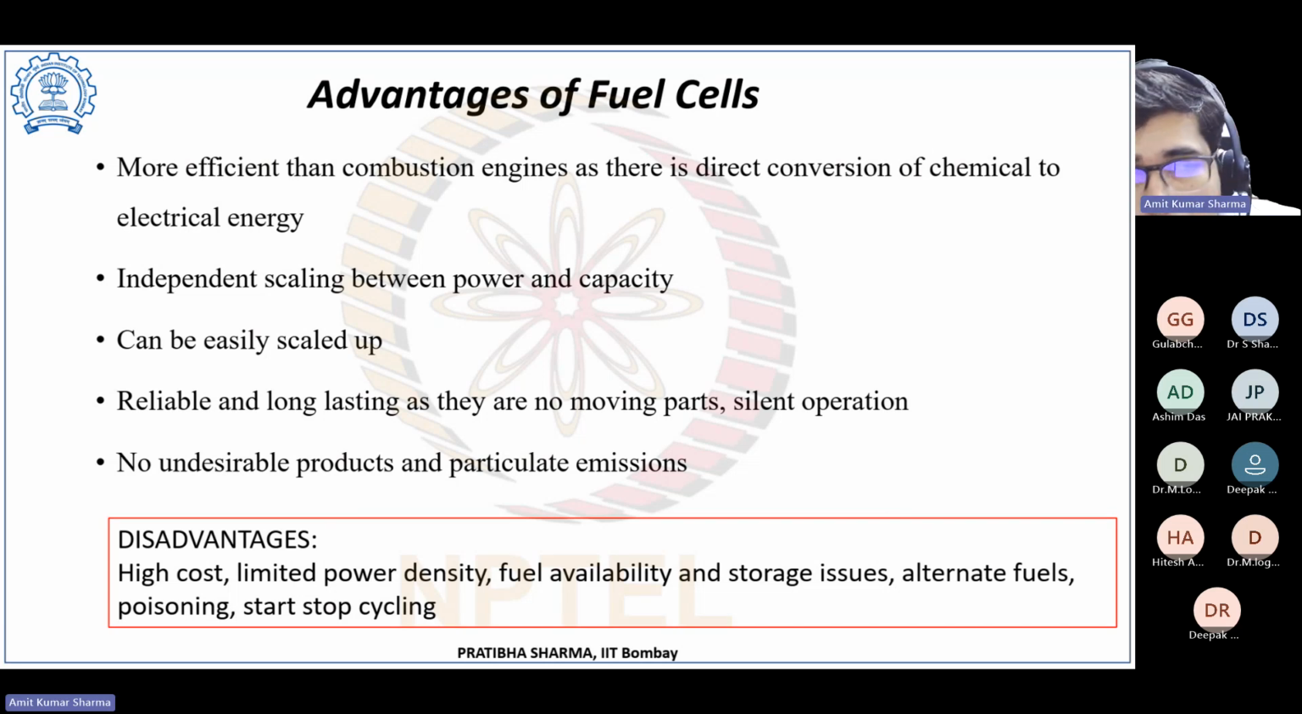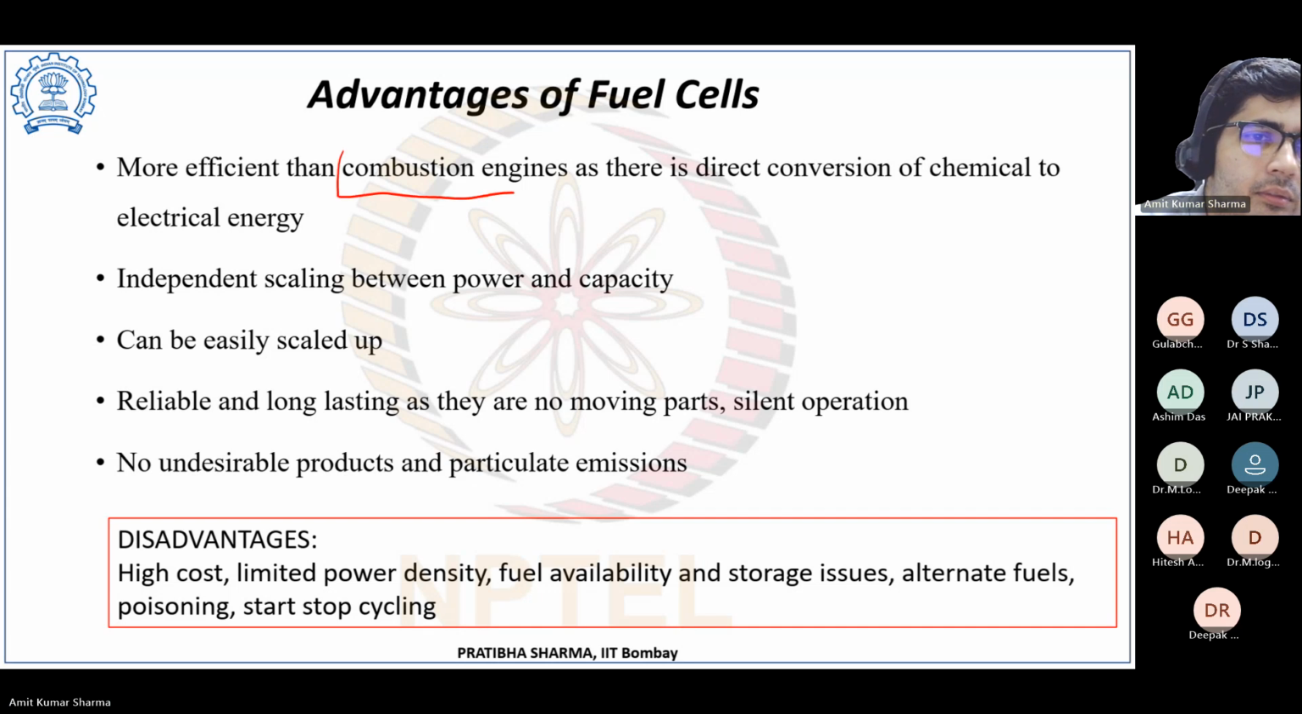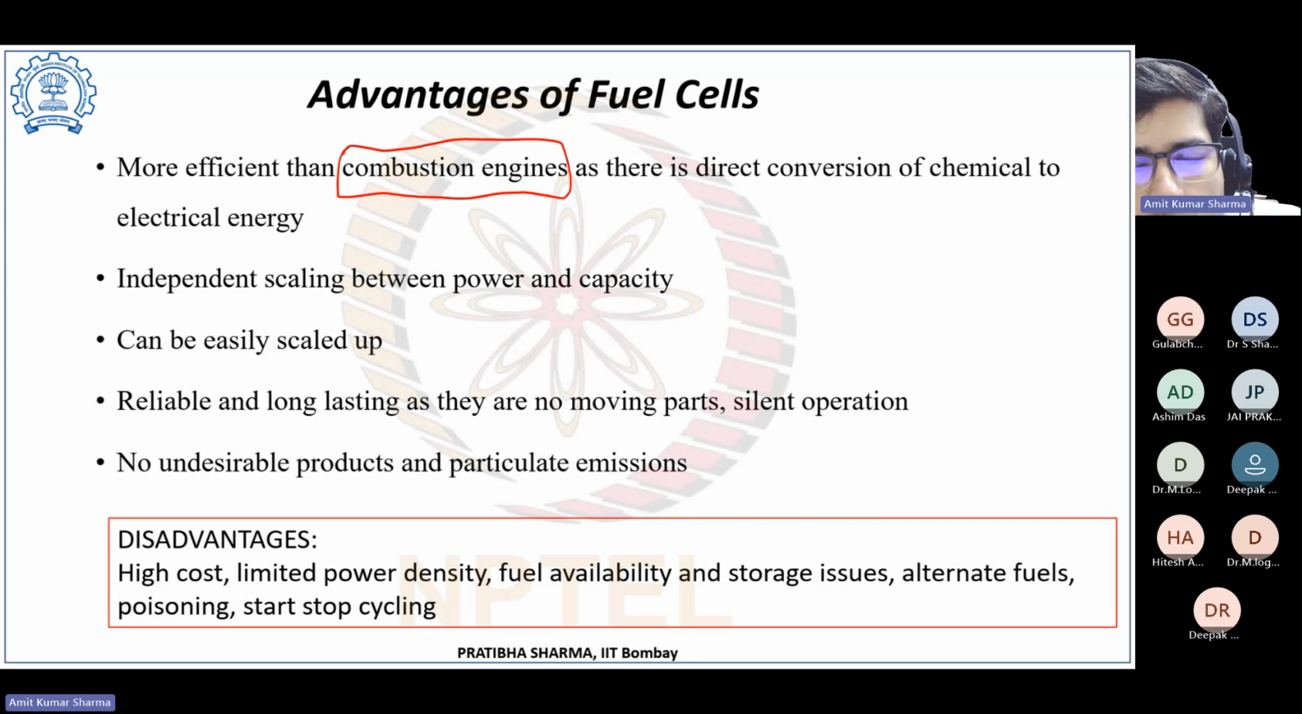So what are the advantages of a fuel cell? It is more efficient than a combustion engine as there is direct conversion of chemical to electrical energy. Now, what is the limitation of a combustion engine? How is the efficiency of a combustion engine limited? By which term do we limit the efficiency of a combustion engine?